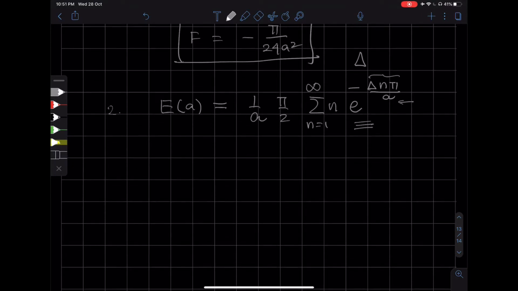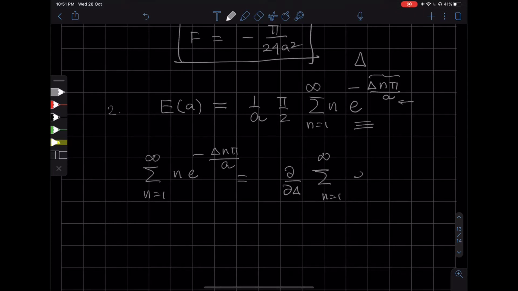So we can now compute this sum, n going from 1 to infinity of n e to the power minus delta n pi over a. And we can write this as the derivative with respect to delta acting on, say, e to the power minus delta n pi over a. So this derivative just brings out a factor of n pi over a. So we have to multiply it by a over pi, with a minus sign, so minus a by pi.